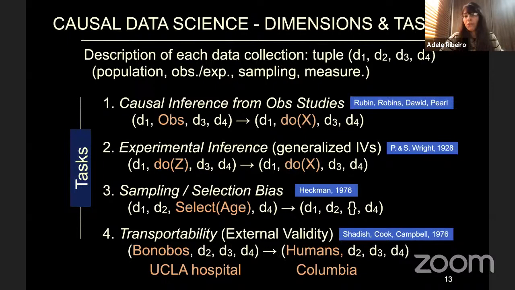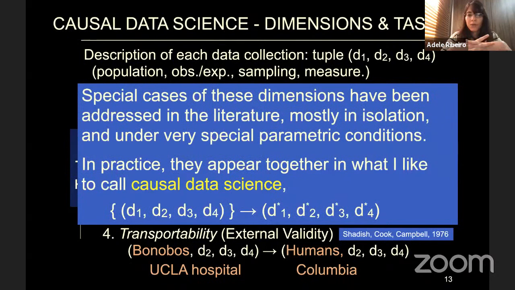All these special cases, all these tasks that I just mentioned, are special cases of the data fusion dimensions, and they have been addressed in the literature mostly in isolation, and also in very special parametric conditions, for example, linear. But in practice, differences in all these dimensions appear all together. So what we are calling here causal data science is how can we infer causal effects by making this data fusion, accounting for differences in all these different dimensions when they appear at the same time.